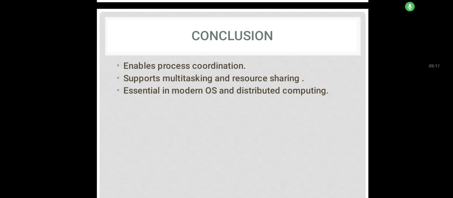Conclusion for inter-process communication. It enables process coordination. It supports multitasking and resource sharing, and is essential in modern operating systems and distributed communication.